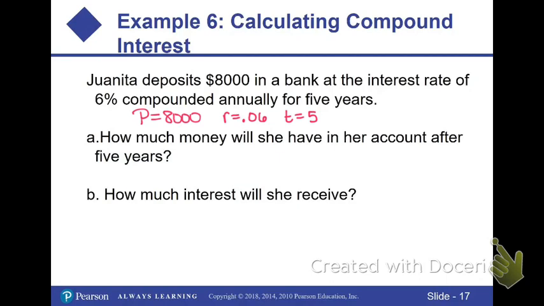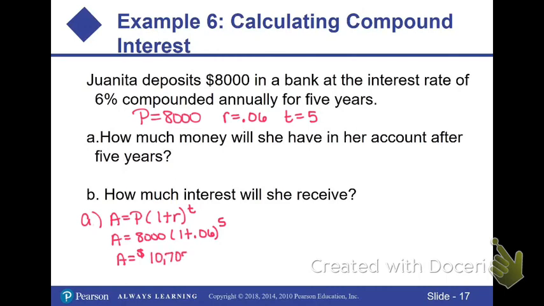So the way this formula works, remember the other was I equals. This formula is A equals. So this is our ending amount. And so we're going to use the formula for compounded annually. So A is equal to P times 1 plus R raised to the T. So we're going to plug in what we know. P is 8,000 times 1 plus, our rate is 0.06, raised to the T, which is 5. And so we can just plug that right into our calculators, and it's going to tell us that she's going to have $10,705.80.